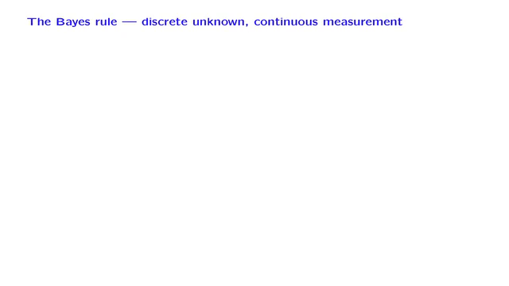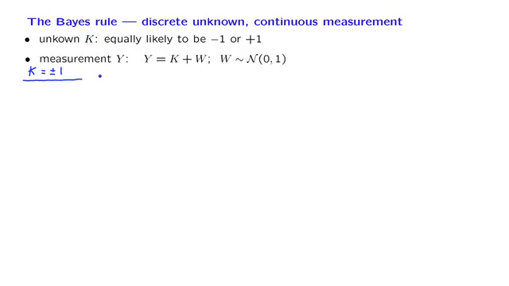We will now use the Bayes rule in an important application that involves a discrete unknown random variable and a continuous measurement. Our discrete unknown random variable will be one that takes the values plus or minus 1 with equal probability. And the measurement will be another random variable y, which is equal to the discrete random variable, but corrupted by additive noise that we denote by w.